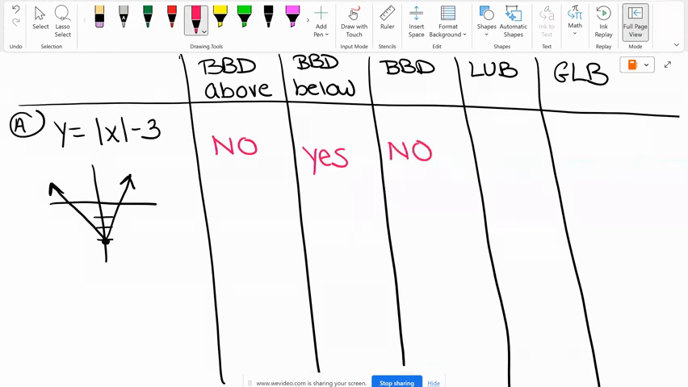Now I ask for specifics. What is the least upper bound? Upper bound means the highest point. Is there a highest point here? No, so you write none. What is the greatest lower bound? Lower bound means lowest point. What is the lower bound? -3.